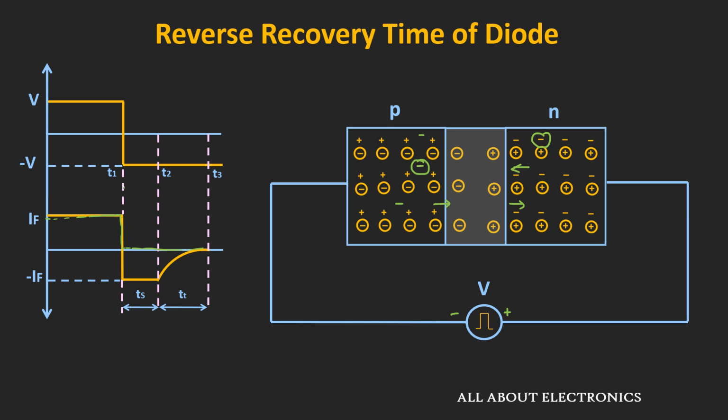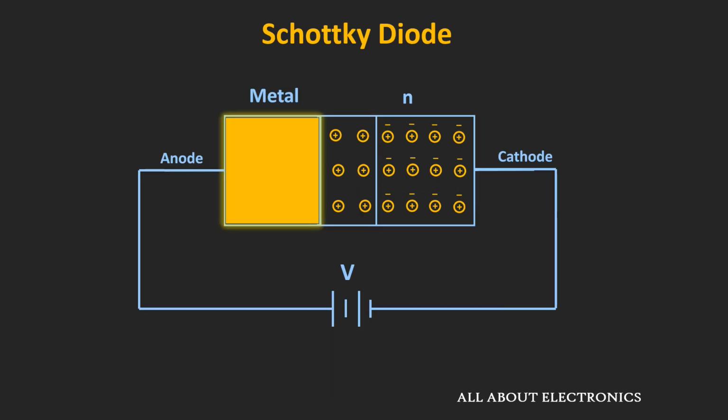So due to this reverse recovery time, the current through the diode will not become 0 instantaneously. But in case of a Schottky diode, there are no minority charge carriers. So we can say that the storage time for the Schottky diode is negligible, and due to that the reverse recovery time for the Schottky diode is very low, and that is why they can be operated at high frequencies. This is the reason why Schottky diodes are preferred in fast switching applications.